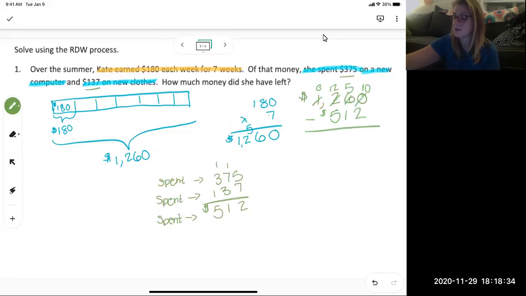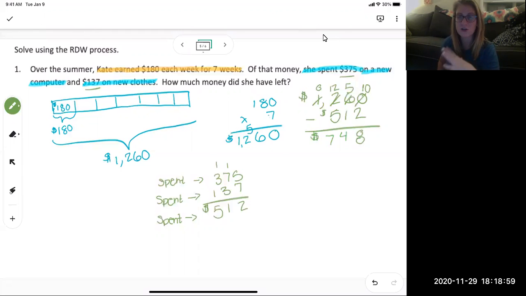Now I can subtract. So 10 minus 2, that would give me 8. 5 minus 1 is 4. 12 minus 5 is 7, and then 0. So my answer, after she spent money on a new computer and new clothes, she had $748 left. Now that makes sense because it is less than the amount that she earned.